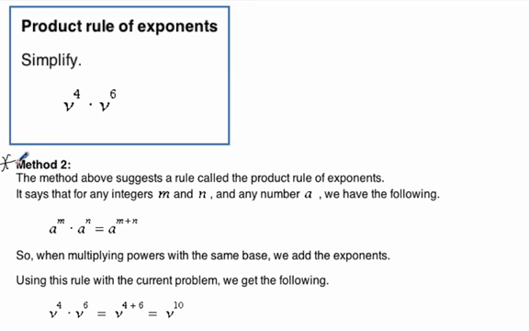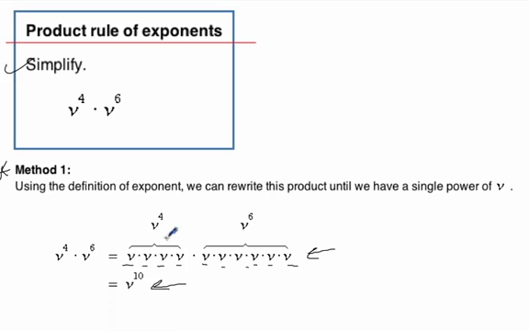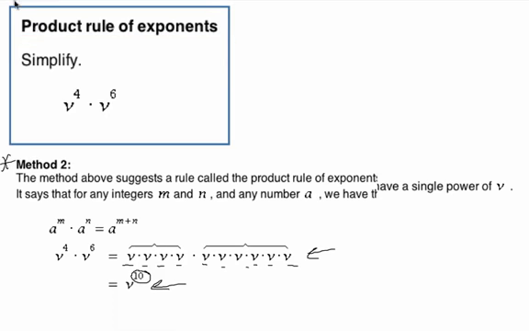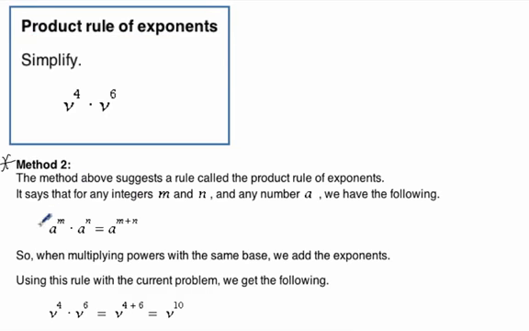Here's the second method. If we recognize that pattern, let's go back and take a look. So what we have is a 4 and a 6 as exponents, and we end up with 10. Well, that in fact applies to our general rule. So this is an important rule that you can put in your notebook and refer to often, or more easily just memorize.